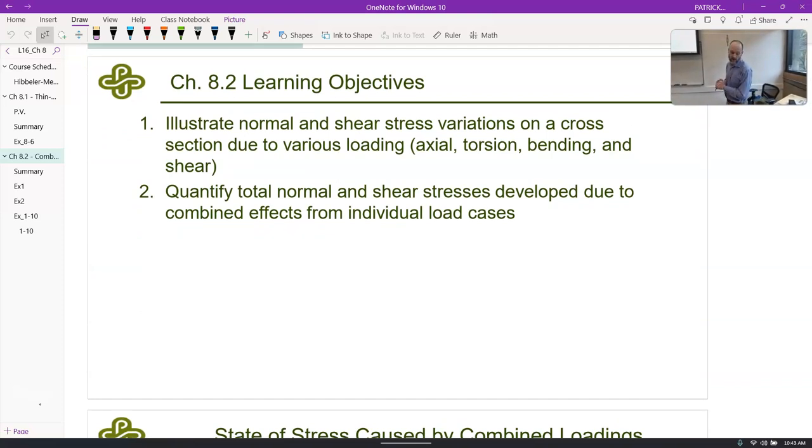So our objectives here: illustrate normal and shear stress variations on a cross-section through the various types, and then quantify the total effect by adding together those individual effects.